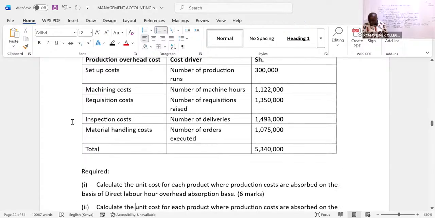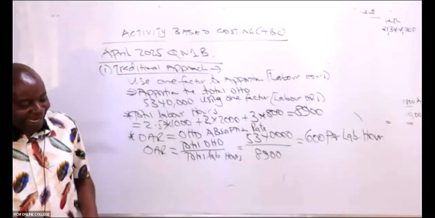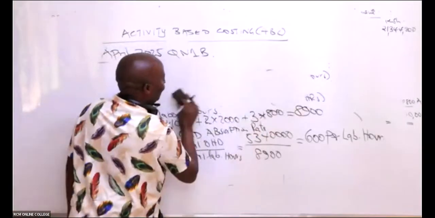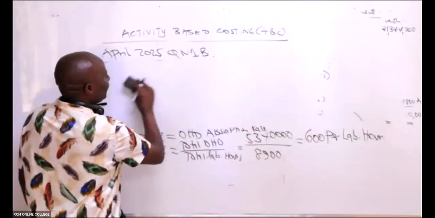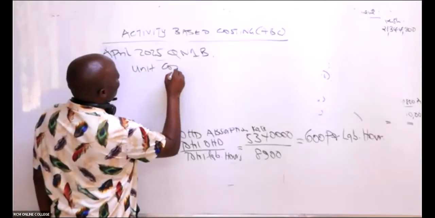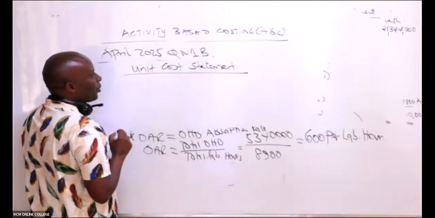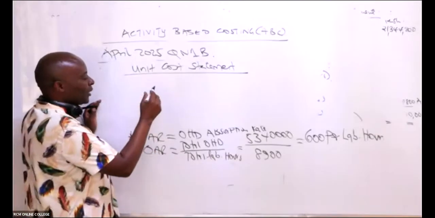So the question here, you can see, says calculate the unit cost for each product where production costs are absorbed on the base of direct labor hour. So they want us to give unit costs. They want us to give them a unit cost statement. So we have our three products. Do you remember the names of our three products?